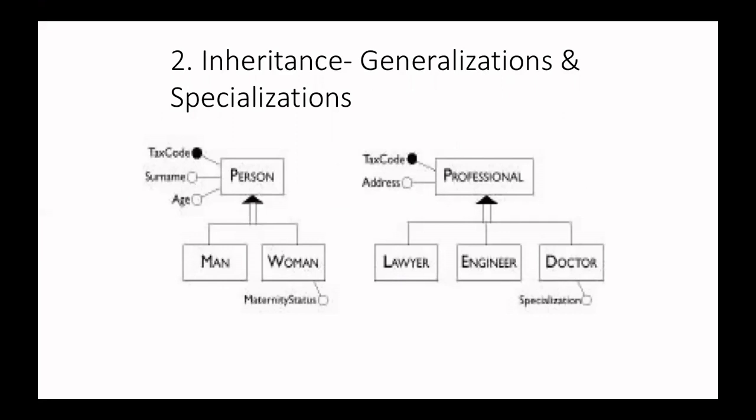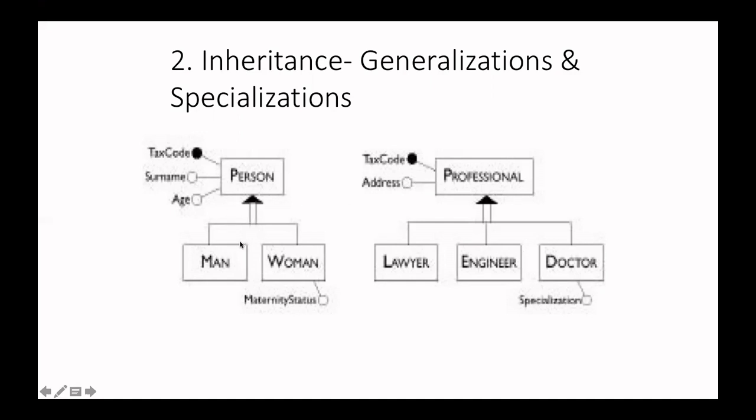Inheritance, generalization, and specialization. In this manner, we can say man, woman, person. We are drawing the arrow going upward. This will show a person with man, woman, person, age, name, surname, tax code, address, and professional, lawyer, engineer, doctor.